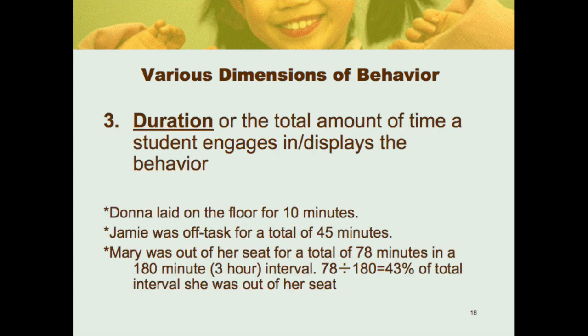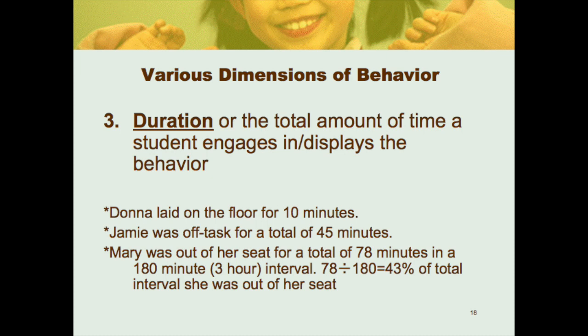The third dimension is duration, or the total amount of time a student engages in or displays the behavior in an interval. So Donna laid on the floor for 10 minutes. Jamie was off task for 45 minutes. Basically, when the behavior occurs, you would start a stopwatch, and when it stops, you would stop it and then keep going on and off like that.